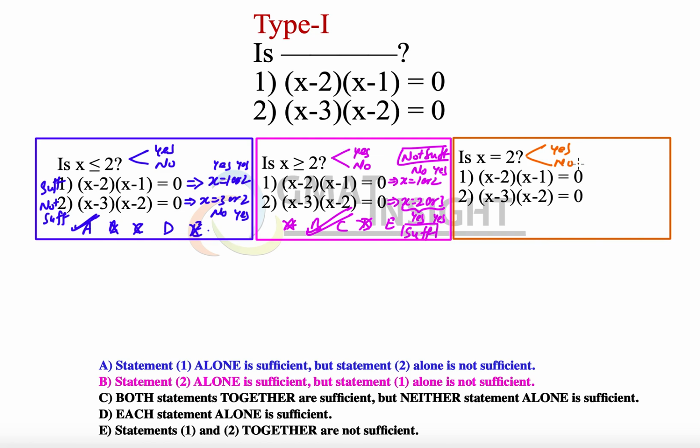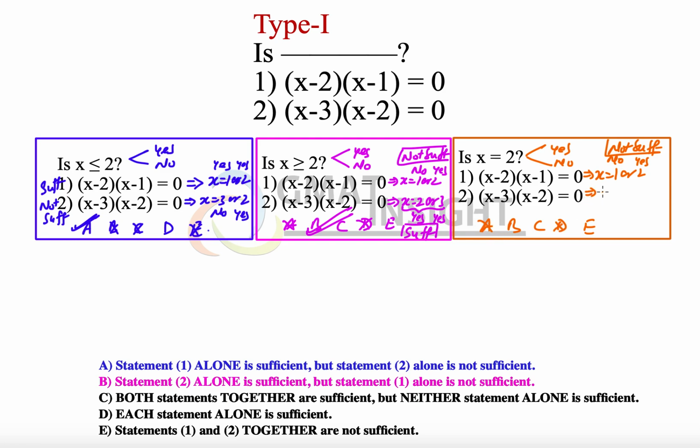Right? But the statement would be insufficient when the answer is sometimes yes, sometimes no, like I already discussed. The first statement gives us that x is either 1 or 2. So while we have 2, the answer to the question may be yes, but for x equal to 1, the answer to the question is no. That means the first statement is clearly not sufficient to answer the question, which means out of the 5 options A, B, C, D, E, we can rule out option A and option D straight away.